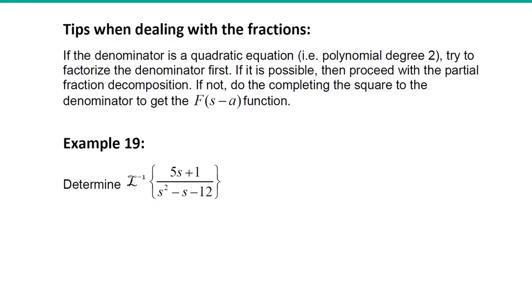Before we start the example, the tip when you deal with the fraction is, when you look at the denominator in quadratic form, you have to factorize the denominator first and then you can use partial fraction. Let's say you cannot factorize, then you need to use completing the square. So you will get the F(s minus a) function.